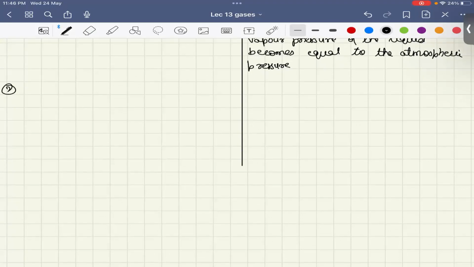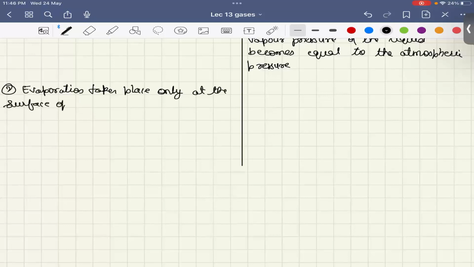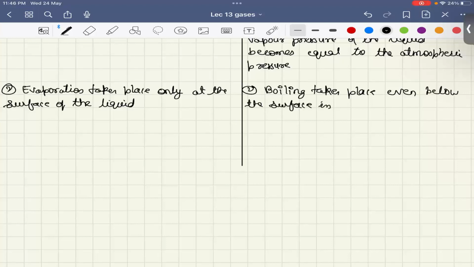The second point is evaporation takes place only at the surface of the liquid, whereas boiling takes place even below the surface of the liquid in the form of bubbles, right?